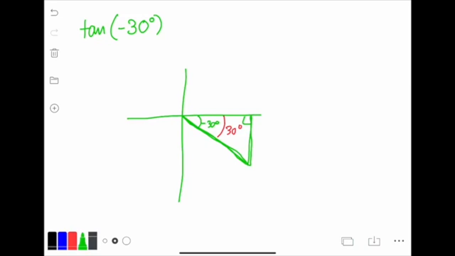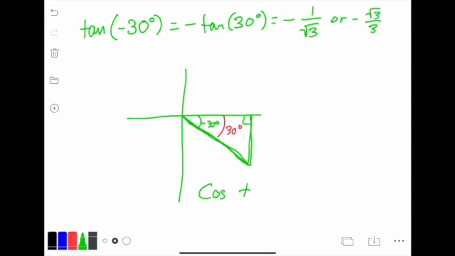Therefore, if I remember my mnemonic device, in the fourth quadrant, only cosine is positive. But because we're looking for tangent of an angle in the fourth quadrant, my answer is going to be negative. So this is going to be the same answer as negative tangent of 30 degrees. And this would be equal to negative 1 over square root of 3, or negative square root of 3 over 3, depending if you prefer to rationalize it or not.